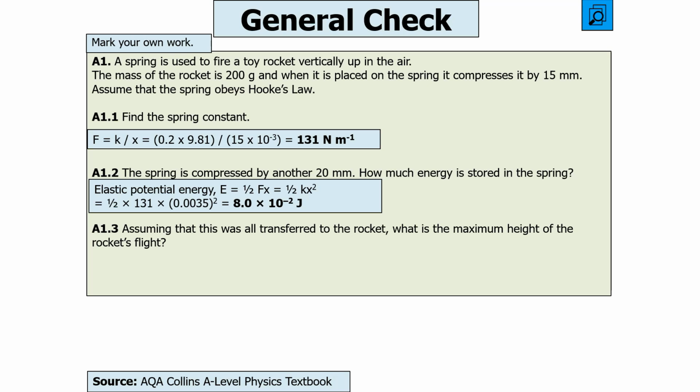Then finally we're assuming all of this energy turns into gravitational potential energy, so it equals mgh. So h is equal to this value divided by mg, which we know to be 0.2 times 9.81, so it's 4.1 times 10 to the minus 2 meters.